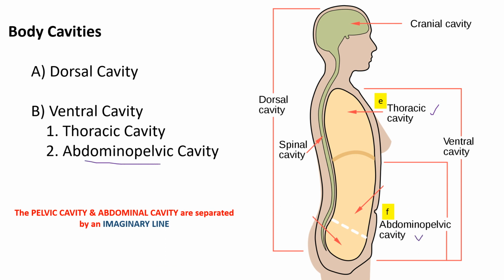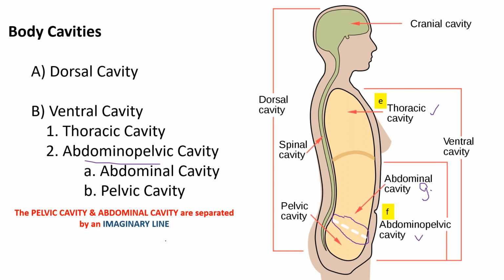Now, the abdominopelvic cavity is subdivided into two separate cavities, separated by this imaginary white dotted line that's down here. No, you don't really have an imaginary white dotted line in your body. You have a diaphragm, right? But you don't have this imaginary white dotted line. That line separates it into the abdominal cavity, which is above that imaginary white line, and this is going to be letter G on your labeling handout. The lower portion, which is your pelvic cavity, is going to be letter H on your labeling handout.